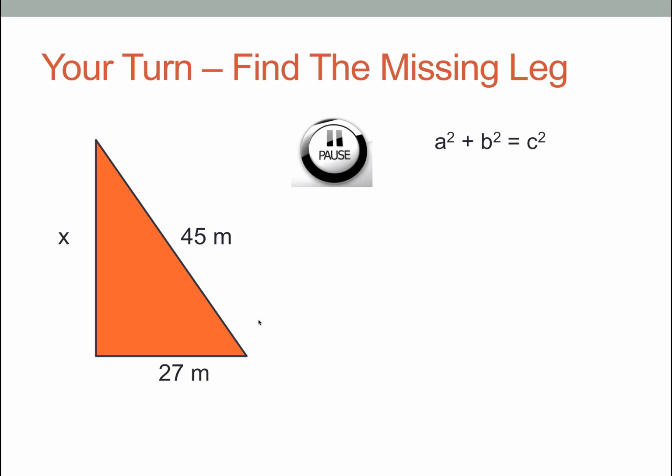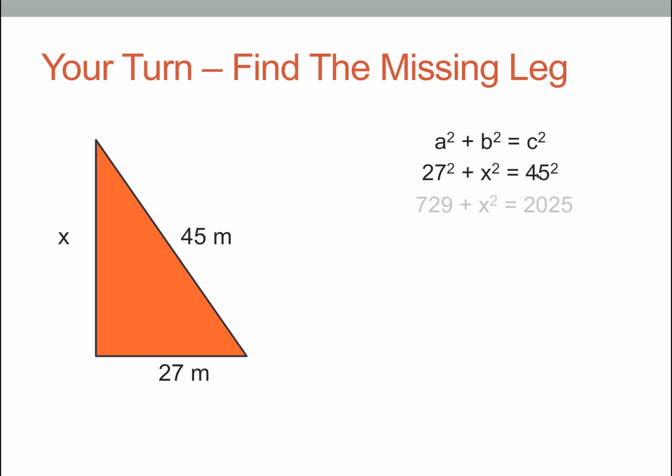All right, let's see how you did. So you should have put 27. You could have put it for a or for b. It doesn't matter which one. So I did it for a. 27 squared plus x squared is equal to 45 squared. So make sure you put this in your calculator. You get 729 plus x squared equals 2025.